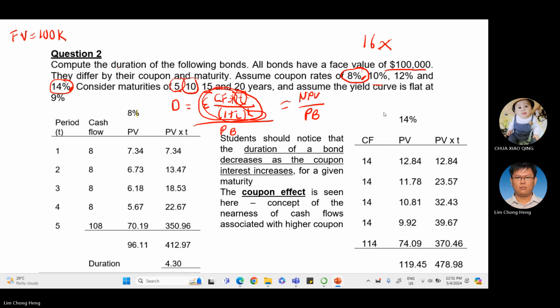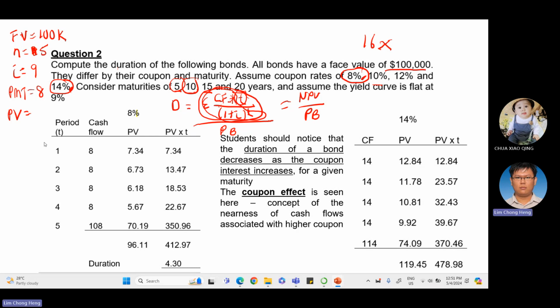Okay, so future value 100,000, N is 5 years. The YTM, the yield curve, is 9%. And then the coupon rate is 8%. So 8% multiplied by 100,000, so it's 8,000. So what is the price today? What is the price today?